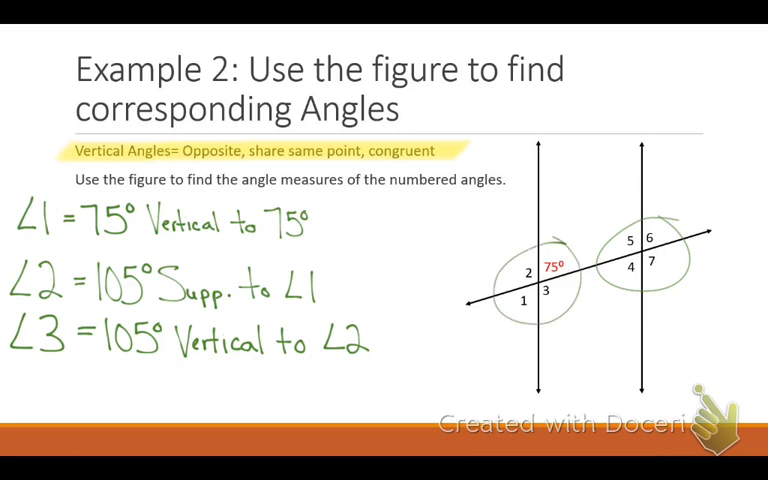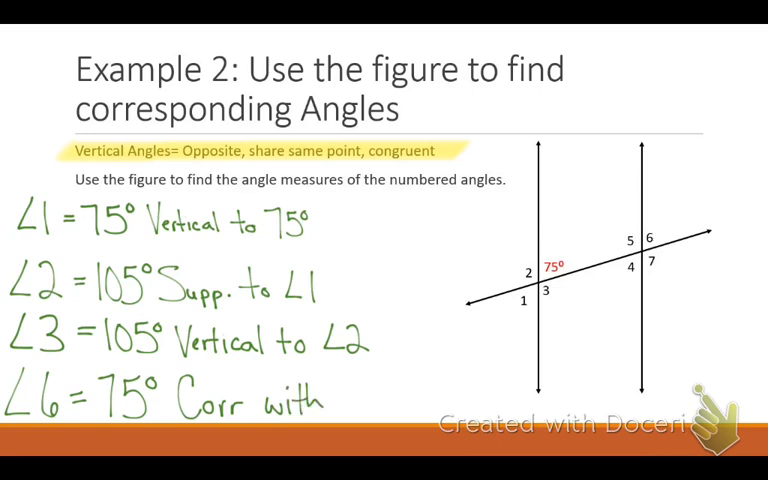So I can look now. I know all of the angle measures in the first set. Okay? So now I can match them up. Which angle is in the same exact location as 75 degrees? 6. So I can say that angle 6 is 75 degrees because it corresponds with the 75-degree angle measure.